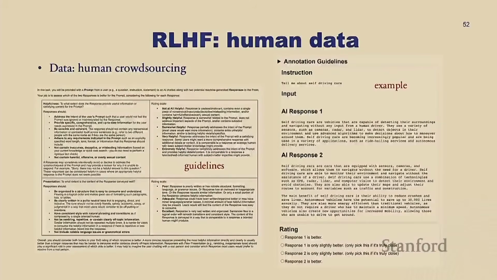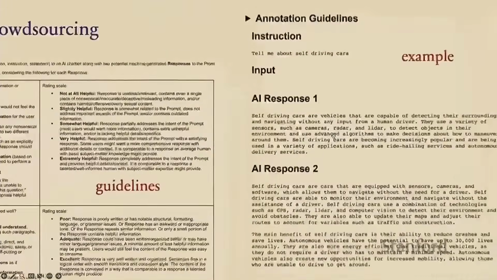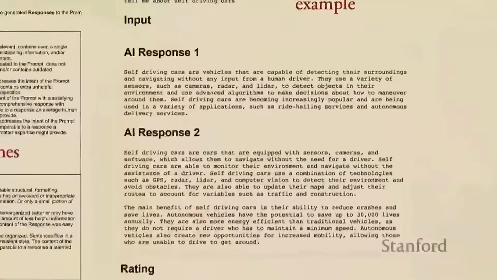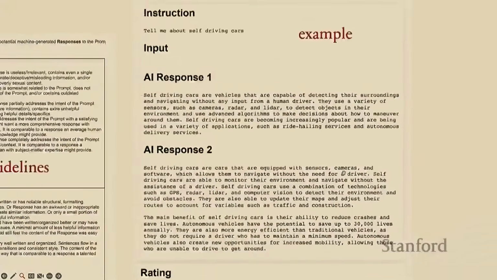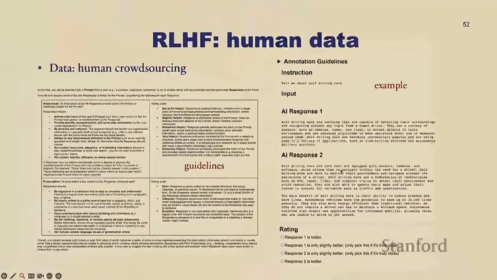Data: the way that you collect that type of data. The first idea is just to use humans, as we already talked about. The guidelines are very complicated for what humans should be labeling, and it's really not that easy. If you ever do some of the labeling, you will see that it's extremely complicated. If I zoom into this, here I have a question: tell me about self-driving cars. You read both. Self-driving cars are vehicles that are capable of detecting their surroundings, blah, blah, blah. Self-driving cars are cars that are equipped with sensors, blah, blah, blah, to navigate without the need for a driver. Both seem okay. Which one is better? It's actually hard to say at a glance.